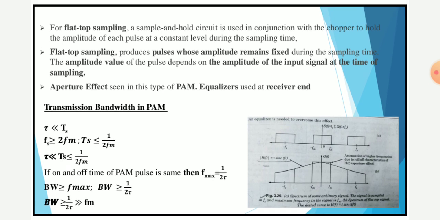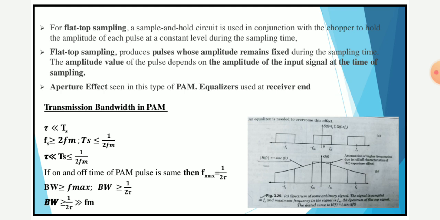Whereas the flat top sampling signal can be produced with the help of a sample and hold circuit, which is connected with the chopper. What happens in the sample and hold circuit is that the output of the chopper will be held by the sample and hold circuit, so that the amplitude of this pulse will be maintained at a constant level during the sampling time.